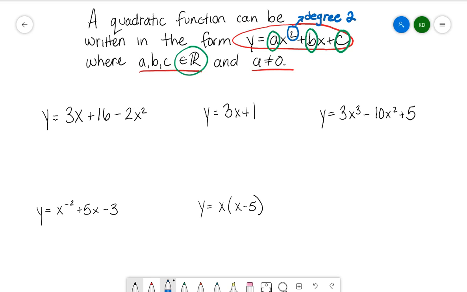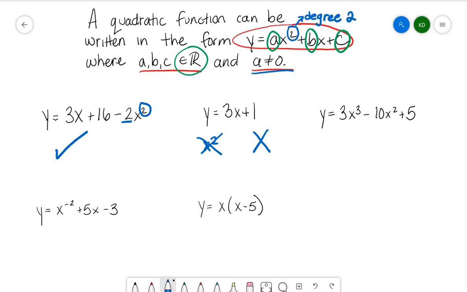So let's take a look at a few examples. For this first one, y equals 3x plus 16 minus 2x squared. The highest exponent on any given variable is 2. A is not equal to 0, and all of these numbers are real numbers, so this would be a quadratic. This one works. When I'm looking at the next one, y equals 3x plus 1, well, I don't have an x squared term at all. There is nothing that is being x squared. If that doesn't exist, then that means that a was equal to 0. So therefore, this is not a quadratic function.